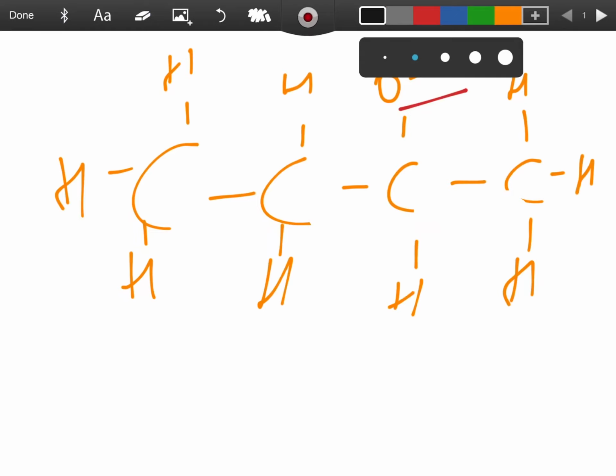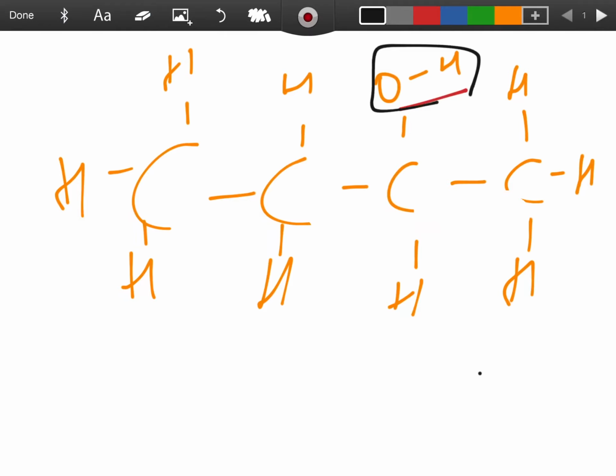Right, now, what are they actually asking you again? Clearly identify which bonds are broken. So when you oxidize butan-2-ol to butanone, what are you going to break? Well, you're definitely going to break the OH, aren't you? Because you don't want the OH functional group. It's not an alcohol. It's a ketone.